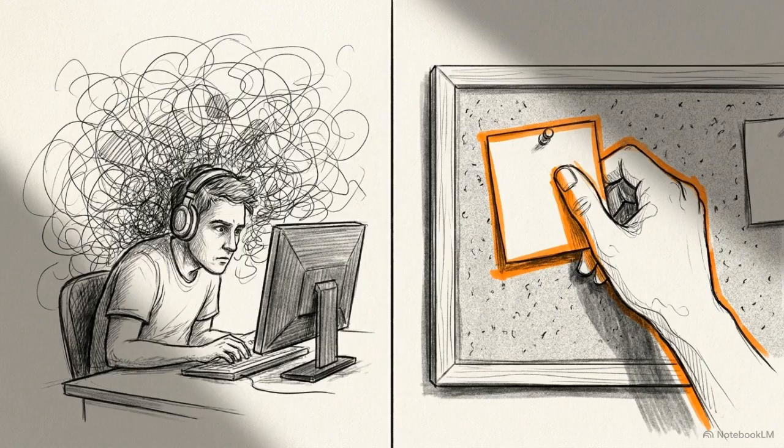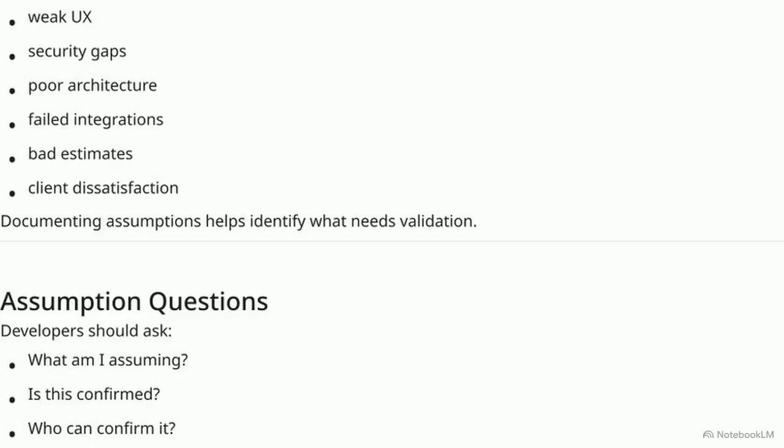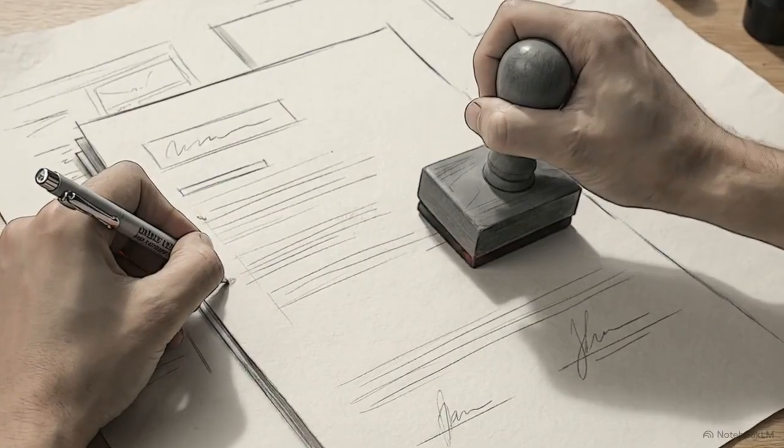This section of the guide lists the direct damage caused by unconfirmed variables. You end up with weak user experiences, critical security gaps, poor architecture, and eventually client dissatisfaction. Documenting your assumptions forces validation. It transforms silent project-killing risks into actionable questions you can answer before writing a single line of code.